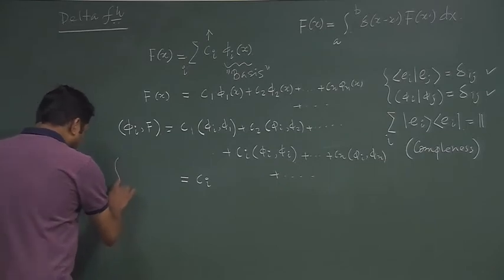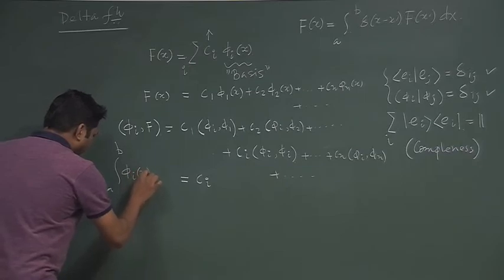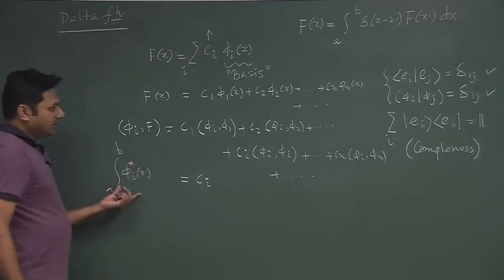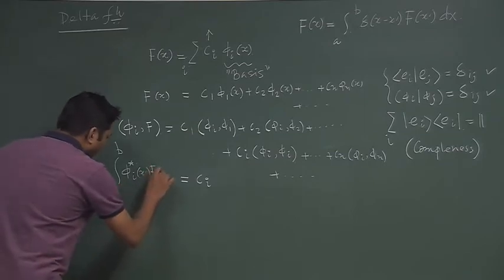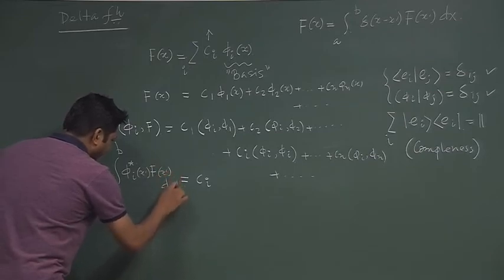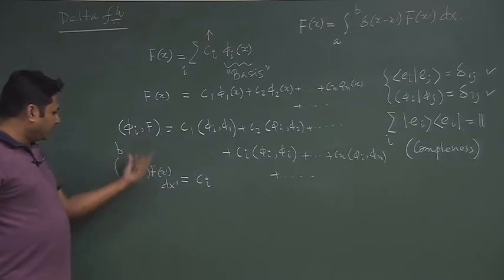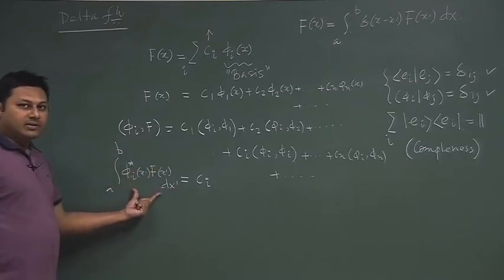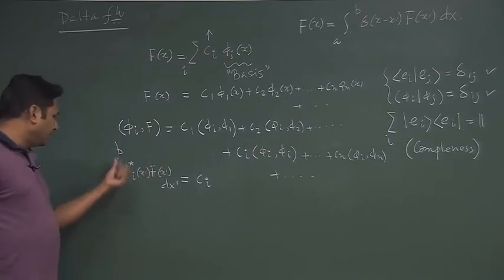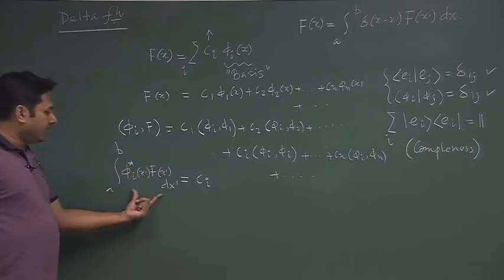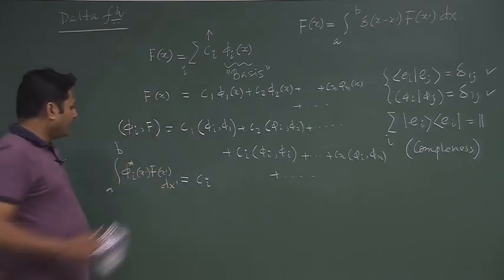This side I can write as the integral from a to b of phi I star of x prime, I need to put a star here if this function is in general a complex function, and then f of x prime dx prime. This is the left hand side, which is equal to C I, because the left hand side is the inner product. I just use the definition of the inner product for the function in the limit a to b for which the function is defined, and I can extract what my C I is. So now I know what my C I is.